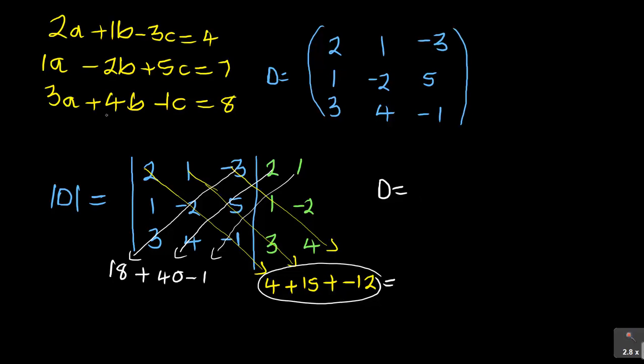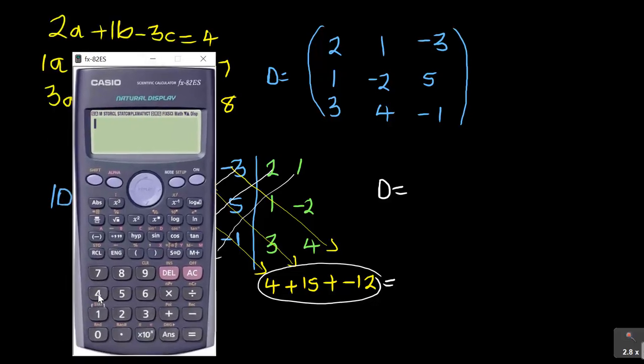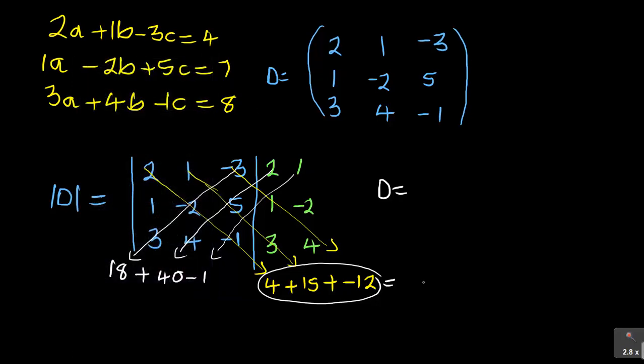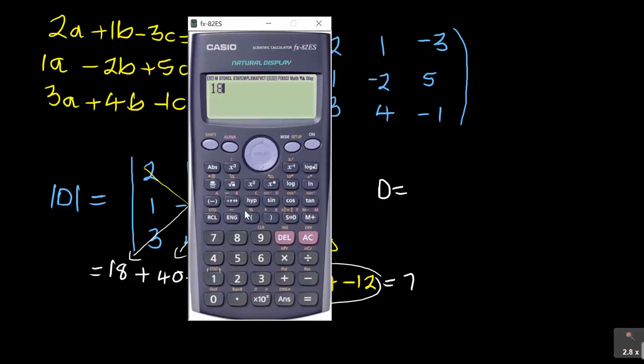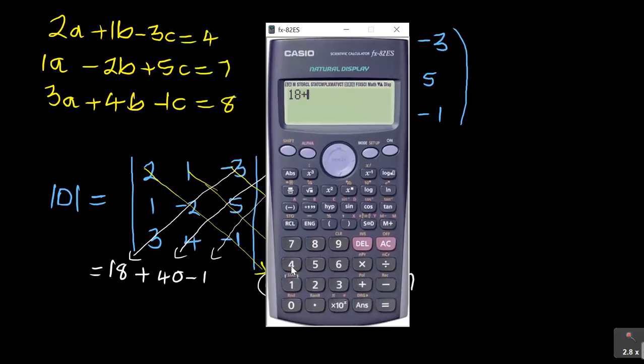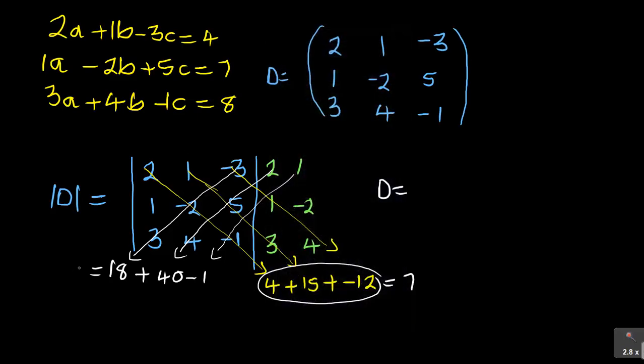If I add that, 4 plus 15 minus 12, it gives me 7 here. And then if I add that part, 18 plus 40 minus 1, is plus 40, minus 1, it gives me 57. So I've got 57, which means D is equal to 7 minus 57, and therefore D is equal to negative 50. So that is the value of D.